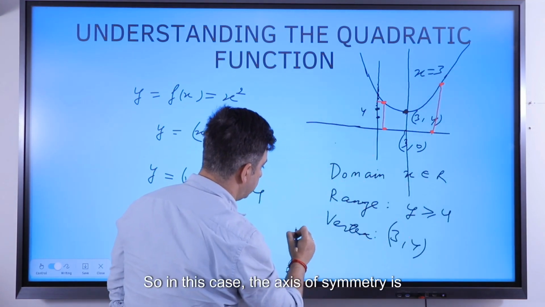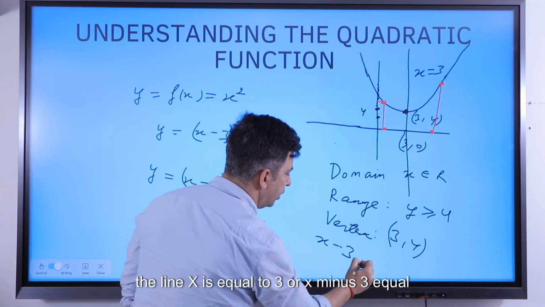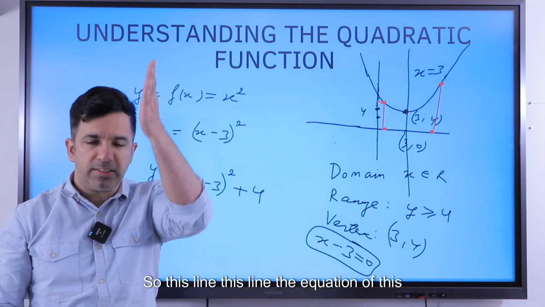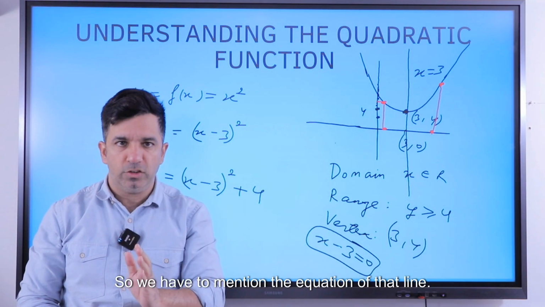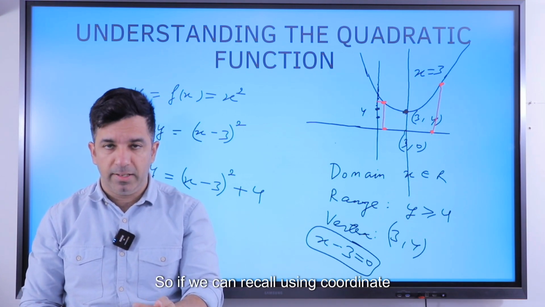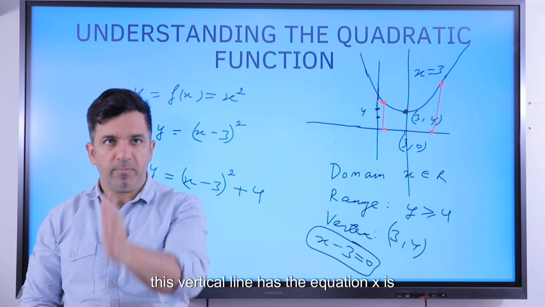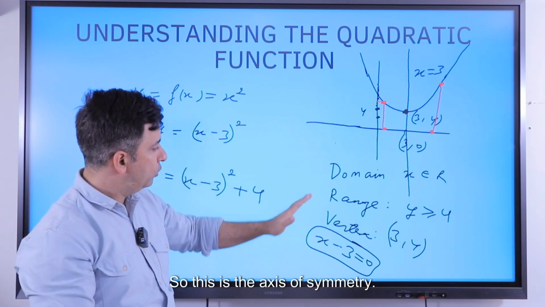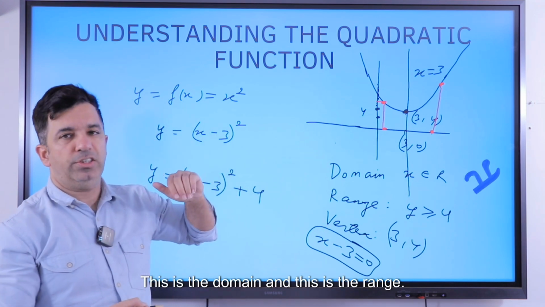So the axis of symmetry is the line x = 3, or x − 3 = 0. It means the same thing. This is a line, so we have to mention the equation of that line. If we recall coordinate geometry from grade 10, this vertical line has the equation x = 3. So this is the axis of symmetry, this is the vertex, this is the domain, and this is the range.